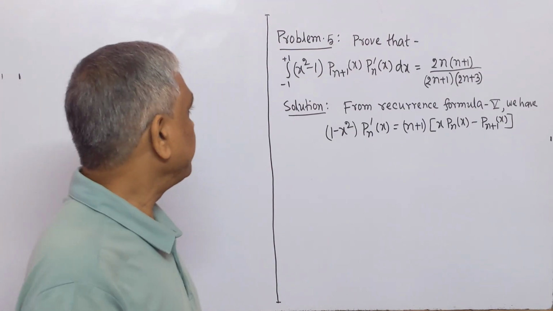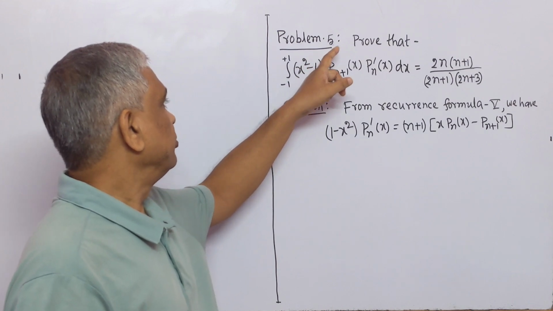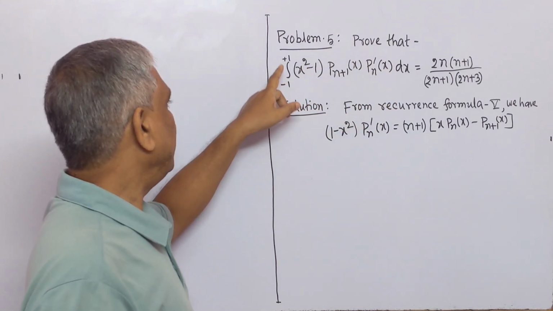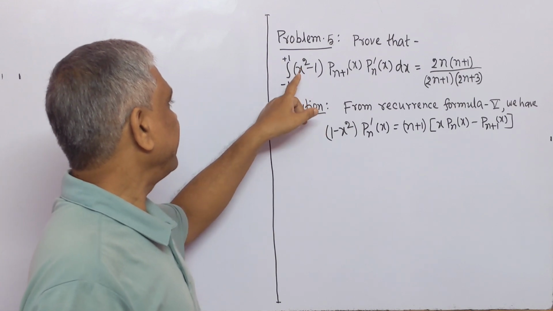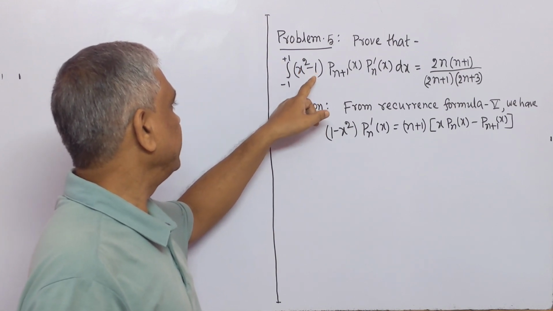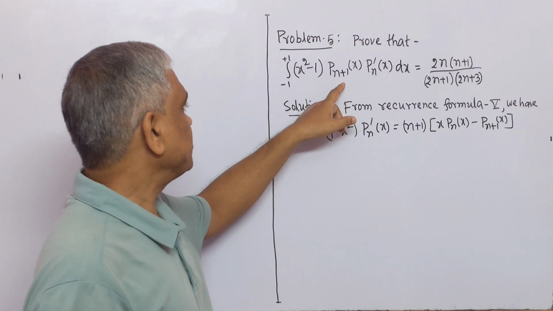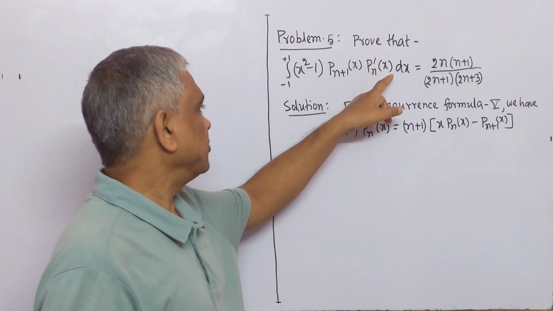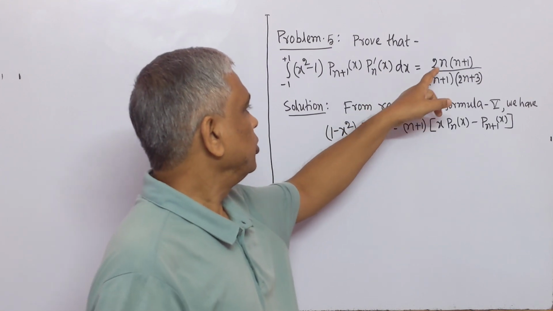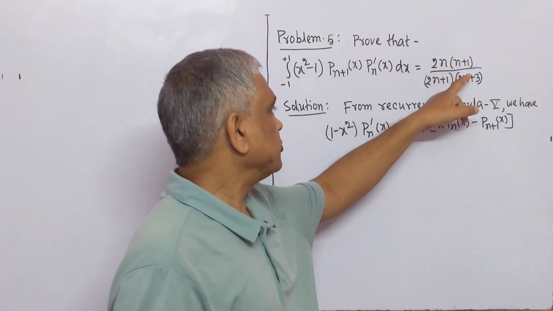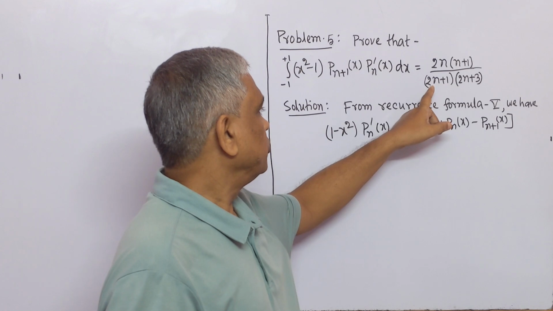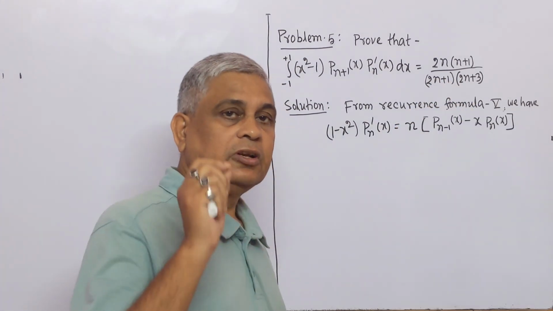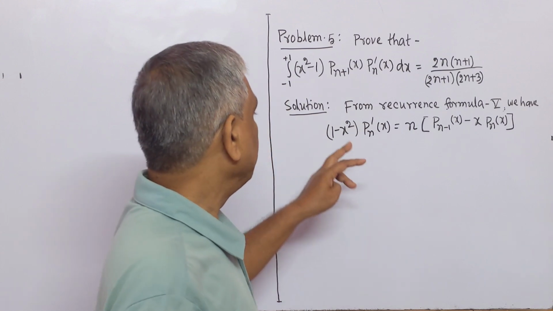Now we solve problem number 5. Prove that the integral from minus 1 to plus 1 of (x^2 - 1) P_{n+1}(x) P_n'(x) dx equals 2n(n+1) divided by (2n+1)(2n+3). Now we solve this.